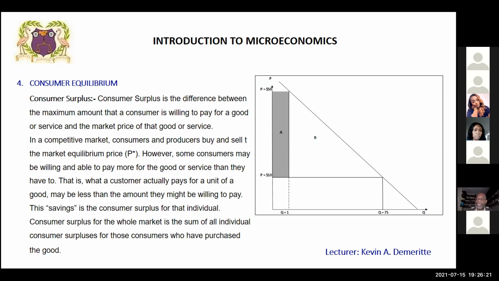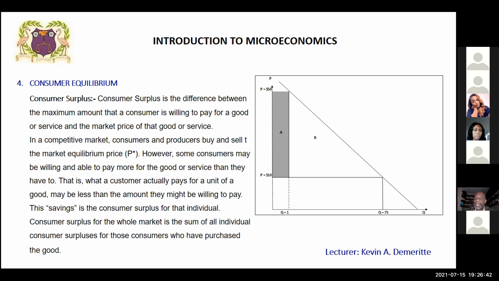So we start off with you being the one who ends up saving $70 on this dress. You're prepared to spend $150, you only had to spend $80, so you end up saving $70. That's your consumer surplus.